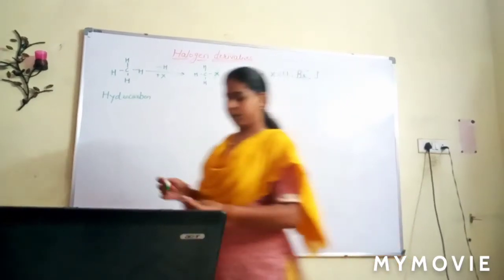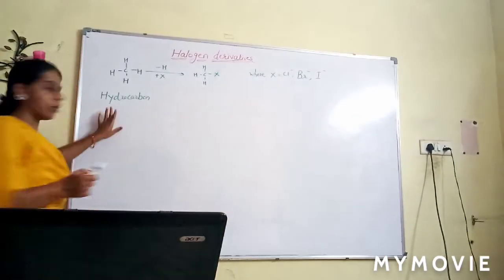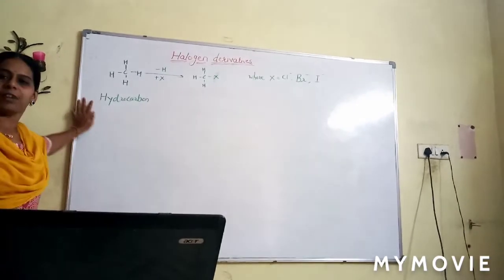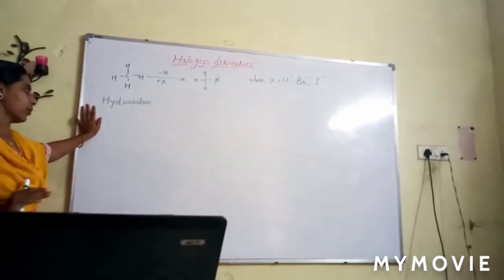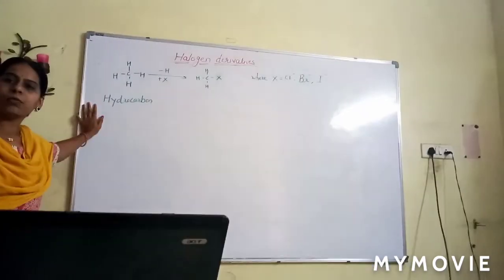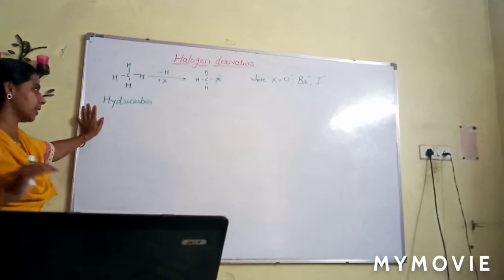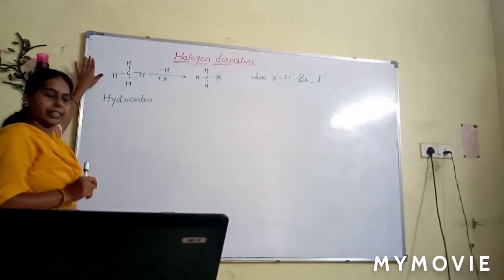Today's topic is halogen derivative. Halogen derivative is formed from the hydrocarbon. Basically, the parent compound of halogen derivative is hydrocarbon. Now, how are we getting the halogen derivative from hydrocarbon? We'll see from this reaction.